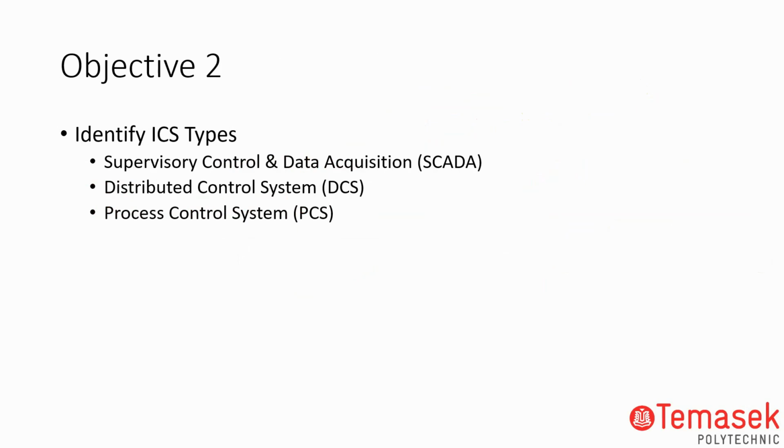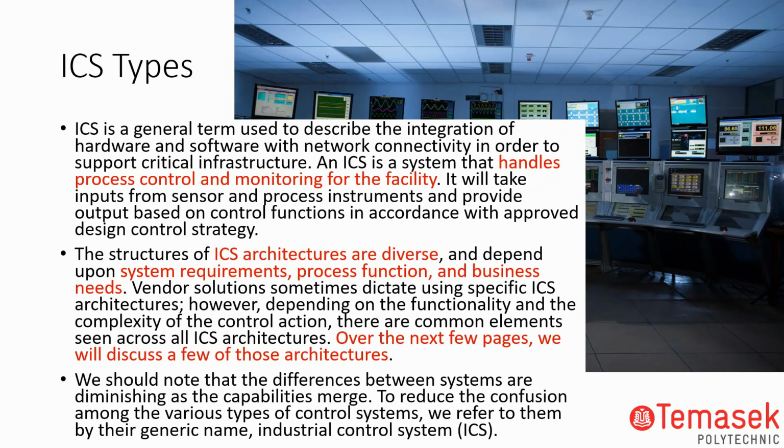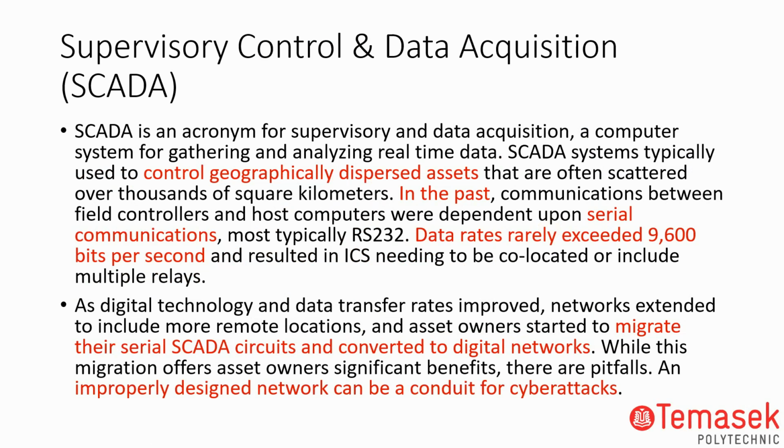Okay, so we have covered the general portion on the ICS itself, the architecture itself, that's the objective one. Next, we will move into different types of ICS, big and small. The first one we mentioned just now, SCADA. There are many different types, with different requirements and diverse processes based on their system requirements, process functions, and business needs. So the first one is SCADA.